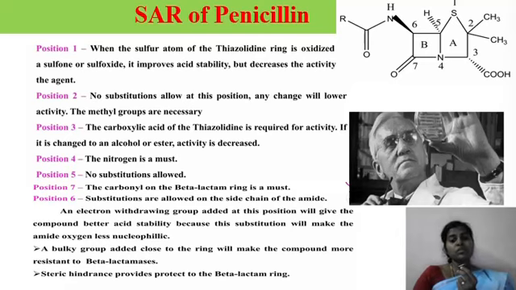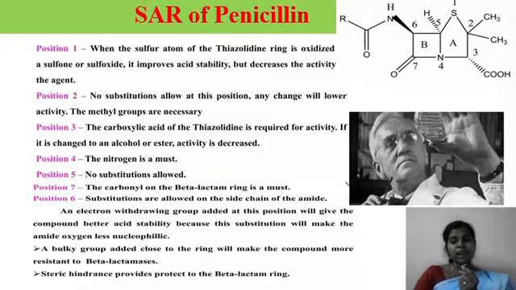Substitution at the first position: if the sulfur atom is replaced by an oxygen atom or a methylene, it can sometimes produce a broad spectrum of antibacterial activity. And substitution at N4, which is present at the ring junction, plays an important role in the antibacterial activity. So the nitrogen should remain unsubstituted. Substitution may reduce antibacterial activity.